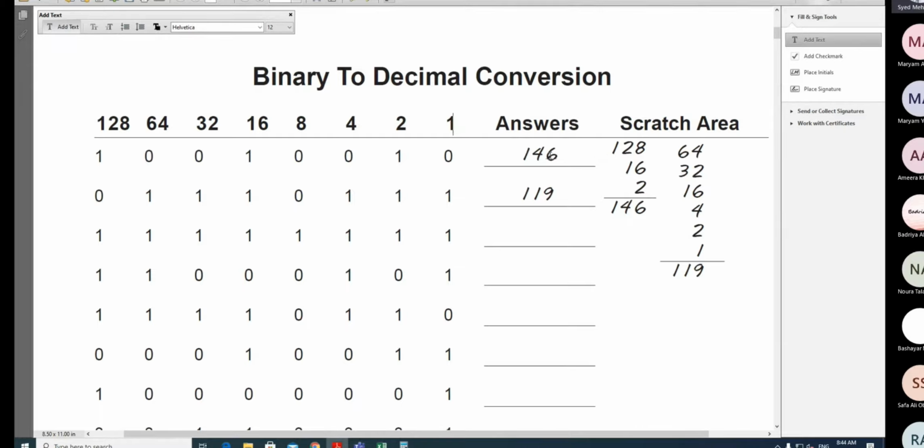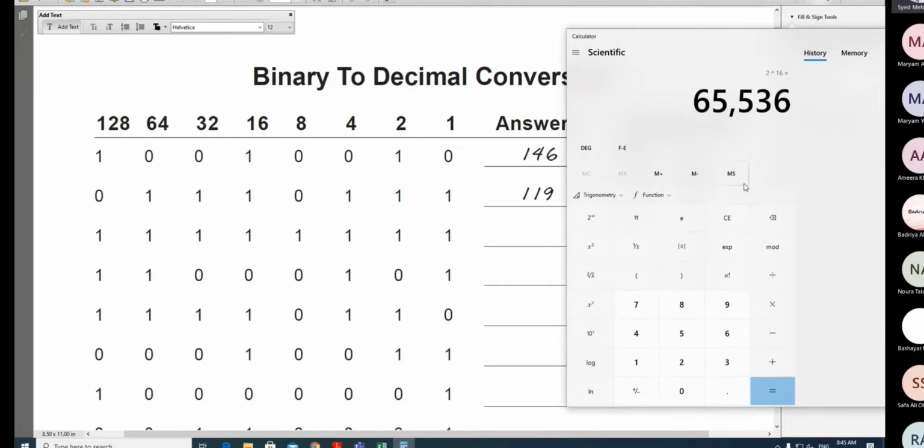If we need to write 146, how can we write it? Just try to add those numbers in your scale which can equal 146, meaning 128 plus 16 plus 2, it becomes 146. So now if we need to convert a binary number into a decimal.